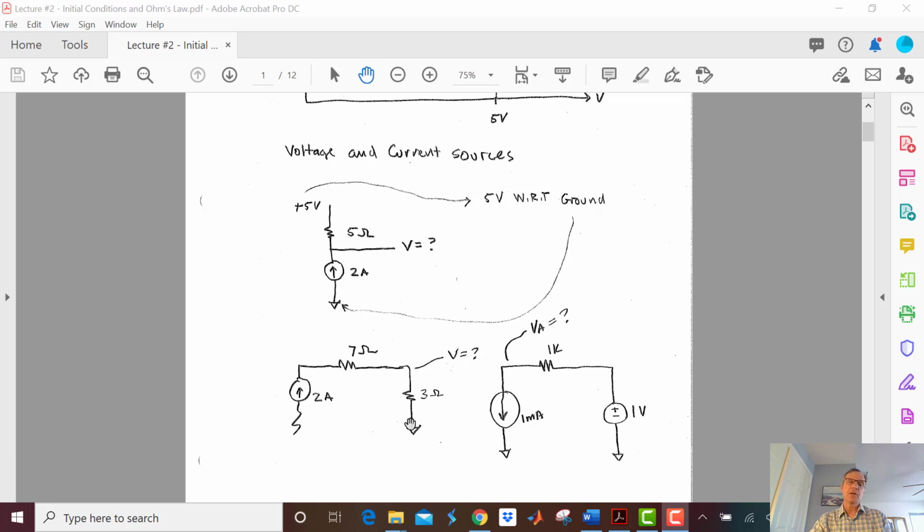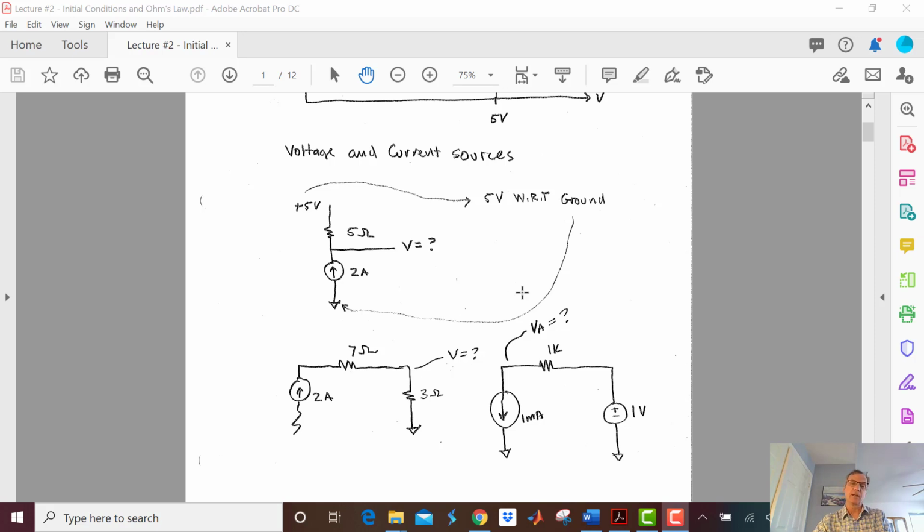So let's use our techniques here. We're going to use KVL on the fly. Actually, let's use KCL first, which just says I have 2 amps coming in here. That means I got 2 amps here. That means I got 2 amps here. So the 2 amps through this 3 ohm resistor is going to give me 2 amps times 3 ohms. That's a voltage drop of 6 volts plus to minus.